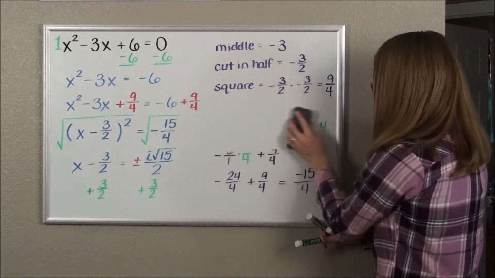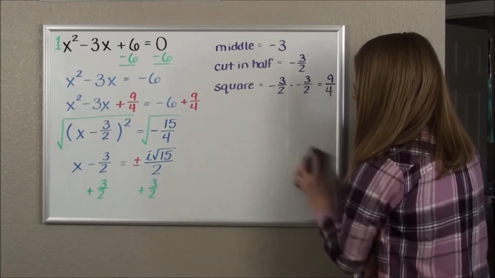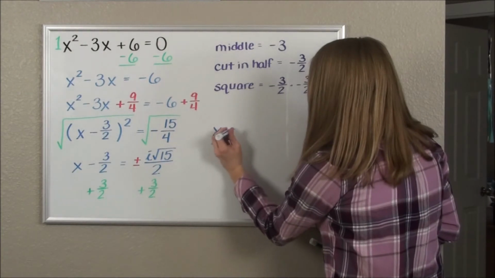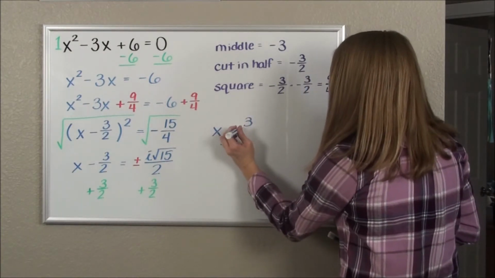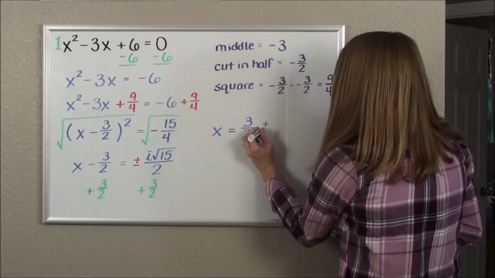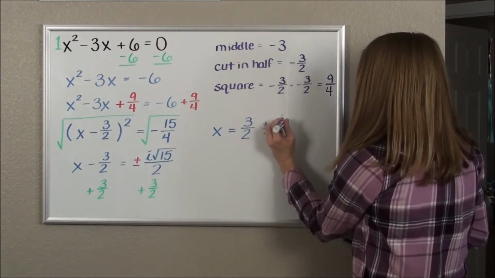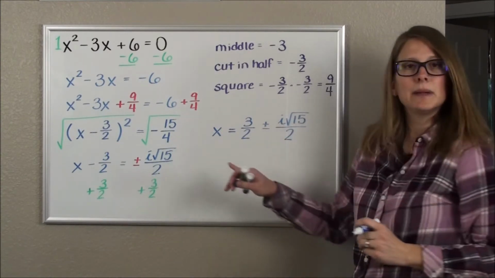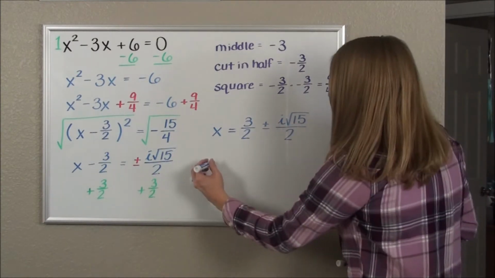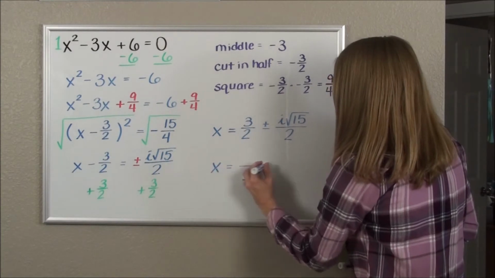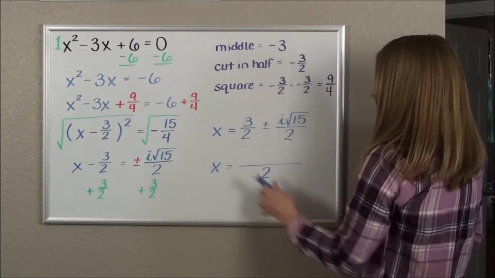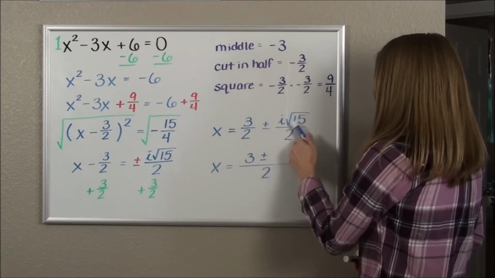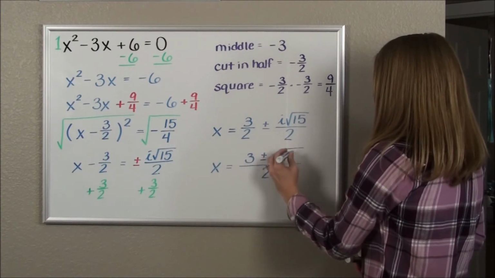Now I'm going to have to erase here so I've got some room to do the last bit. When I write my answer, x equals, I'm going to write that relocated number first, so 3/2 comes first, then comes the plus or minus stuff. So I have plus or minus I square root of 15 over 2. But again, because these have the same denominator, let's go ahead and write this all over that same denominator. So I'll have 3 and then plus or minus I square root of 15 all over 2.